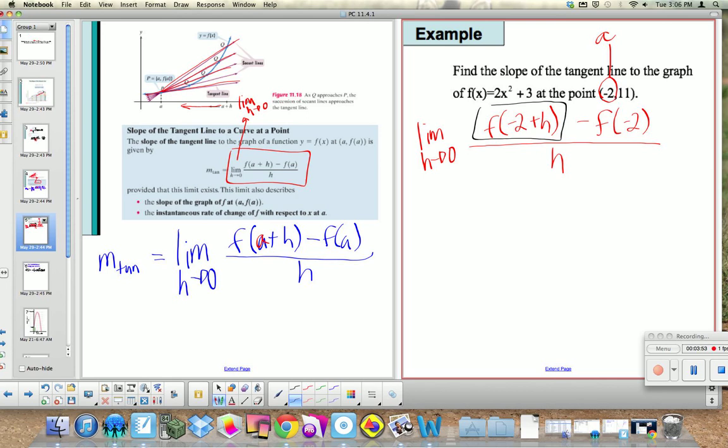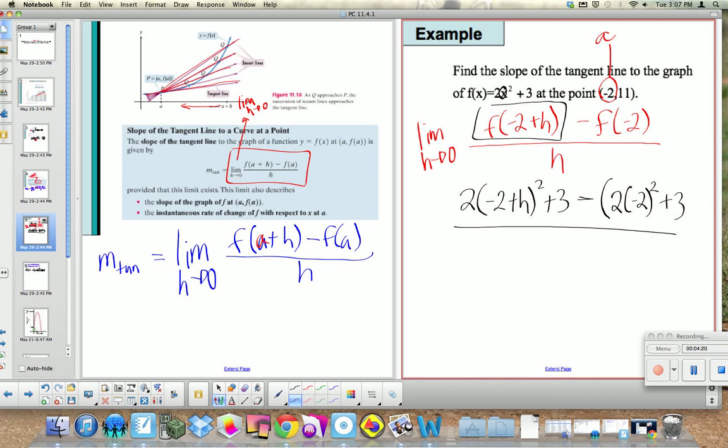Remember, that means that negative 2 plus h is going in for x in my equation. So I'm going to copy 2 and then negative 2 plus h squared, because that's where the x was, plus 3. That's f of negative 2 plus h. Then we're going to be subtracting f of negative 2, which is, and I'm going to use parentheses here, negative 2 times negative 2 squared plus 3.